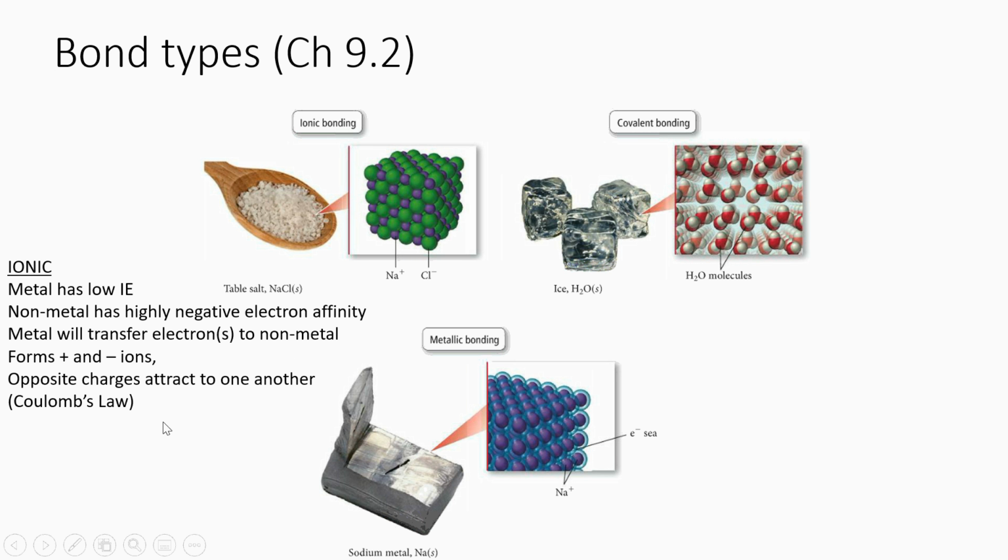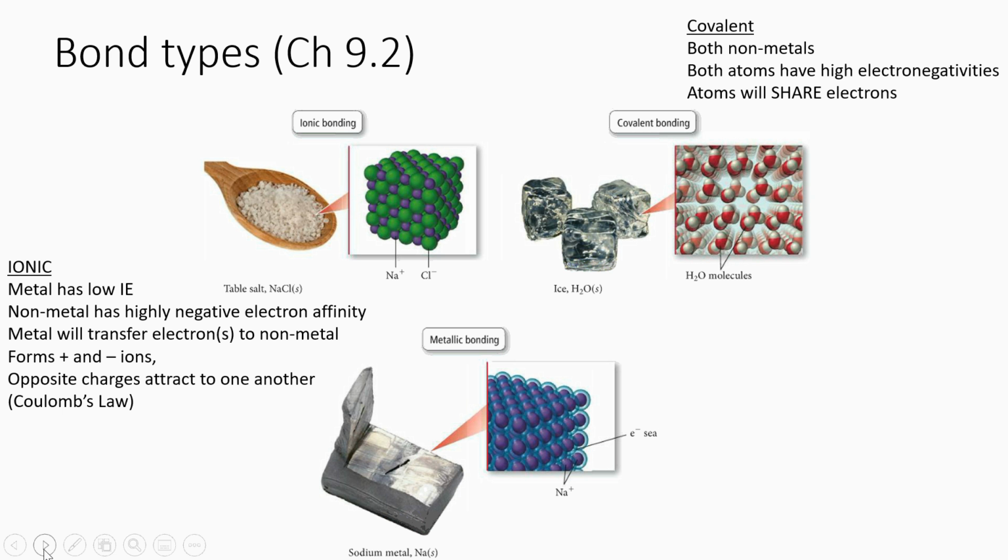And then opposites attract. We know that with Coulomb's law. So that electrostatic attraction is going to hold those ions together, and that is what an ionic bond is, just that electrostatic attraction between your positive and negative ions.